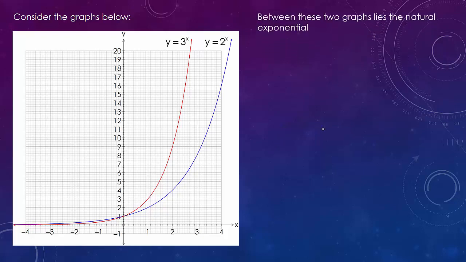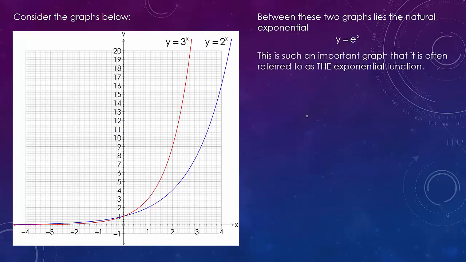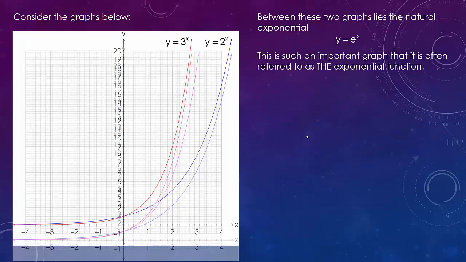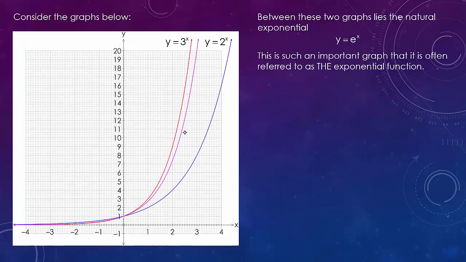Between these two graphs lies the natural exponential. And this is y equals e to the x. We'll talk about e a bit more in a moment. This is such an important graph that it is often referred to as the exponential function. And here it is. It's the pink one here.